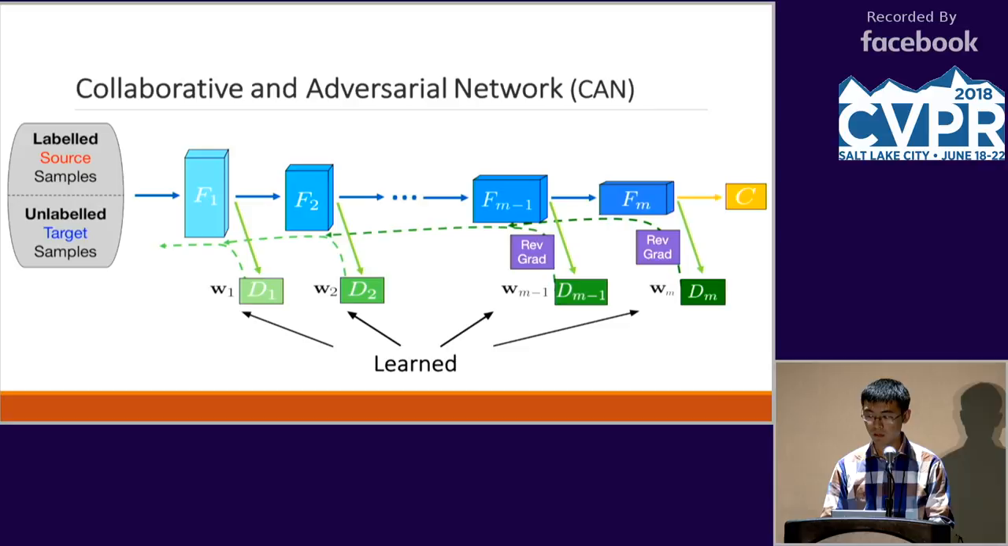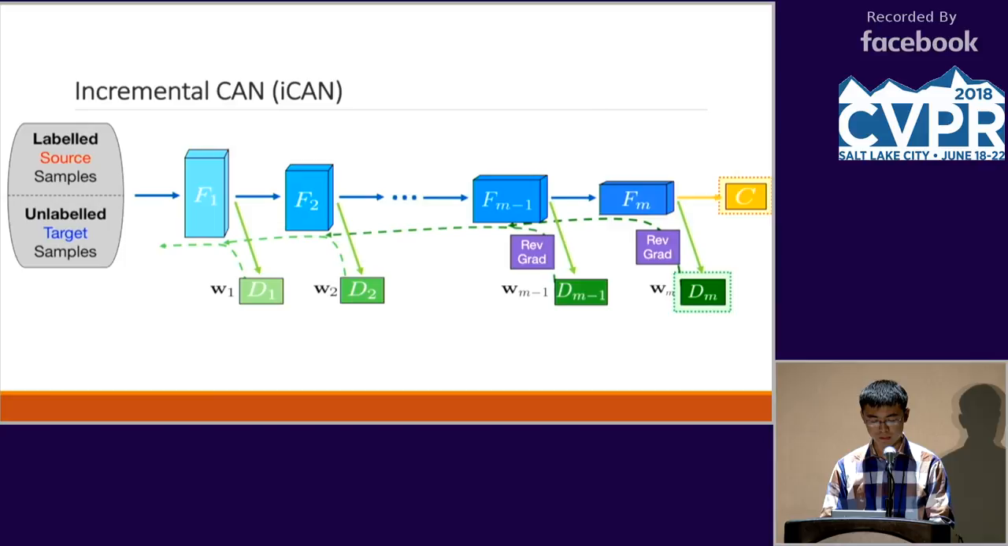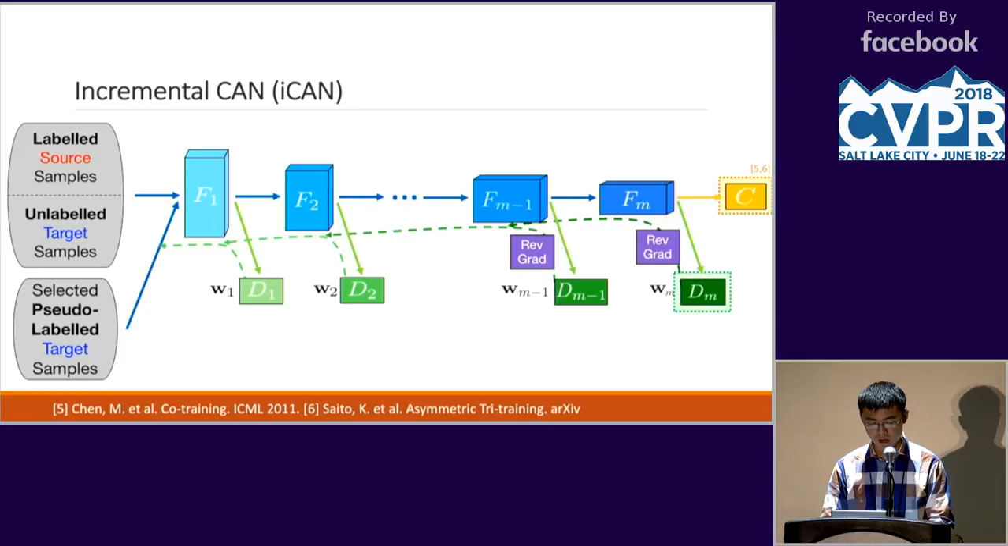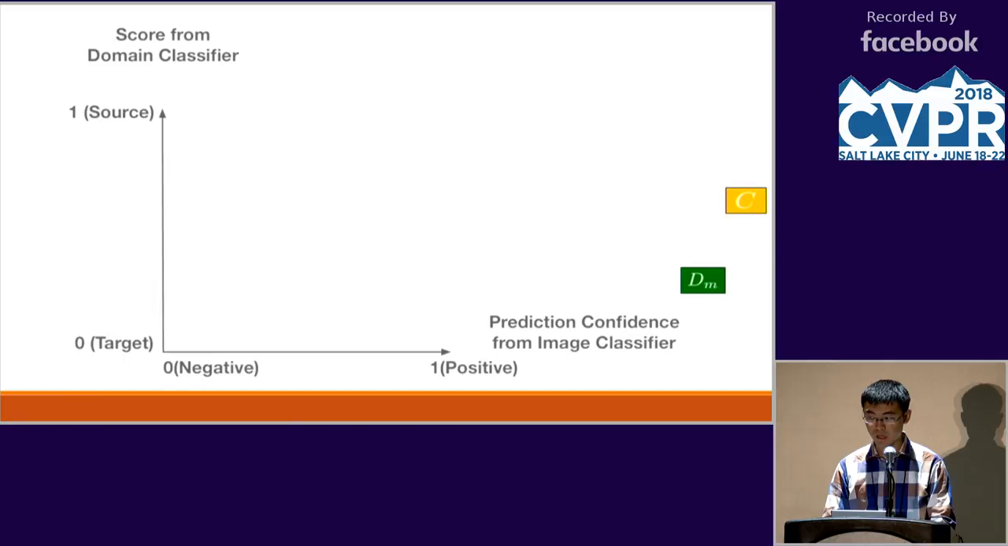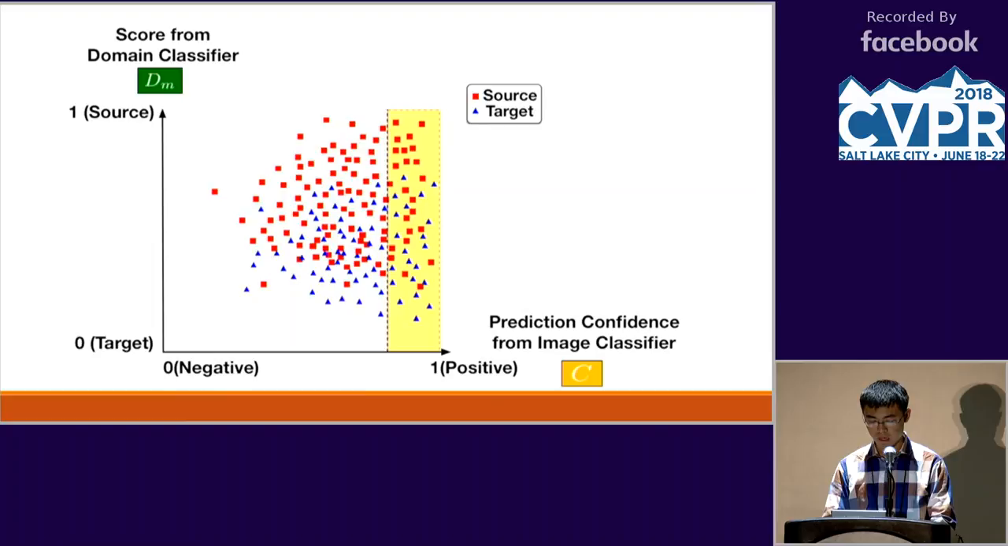In addition, for our incremental CAN, in each training epoch, we select some reliable pseudo-labeled target samples to retrain the model. Apart from other methods which only use image classifier confidence to guide sample selection, we introduce a domain classifier guided selection and weighting method. So in detail, after one training epoch, we get the prediction confidence from the image classifier C and the score from the domain classifier DM for each sample. Only the target samples that are larger than the confidence threshold and within the domain inverse range are selected to retrain the model.